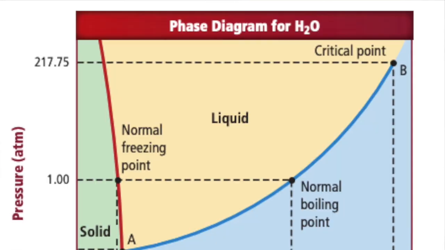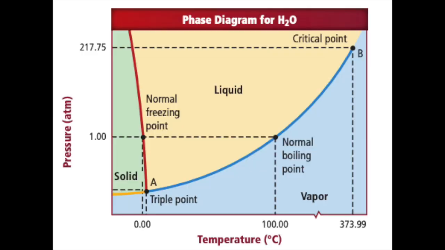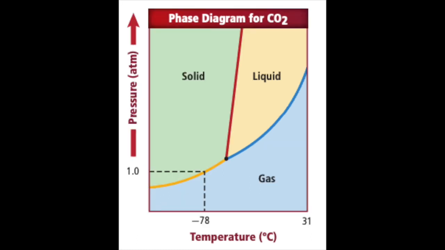The other point on the phase change diagram that I would like to talk about is the critical point. And this is the point at which water can no longer exist as a liquid. If water is at the critical temperature, an increase in pressure will not change it back to a liquid. It is in gaseous state, it's going to stay there no matter what the pressure is. So different substances are going to have different phase diagrams. So the one for water is not going to look like the one for carbon dioxide.